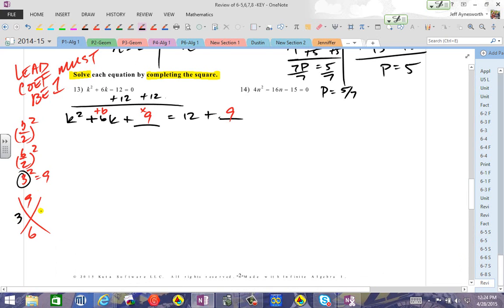So we're going to split the middle term and do factor by grouping. So k squared plus 3k plus 3k, 3k plus 3k is 6k, right? Plus 9 is equal to 21. Factor out a k. Factor out a 3. These are divisible by 3.